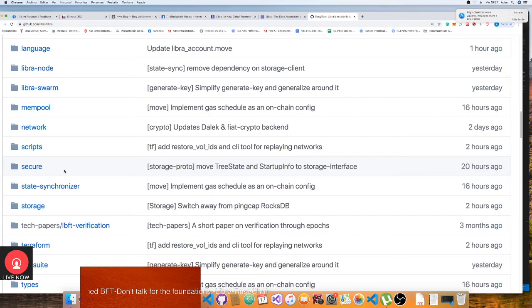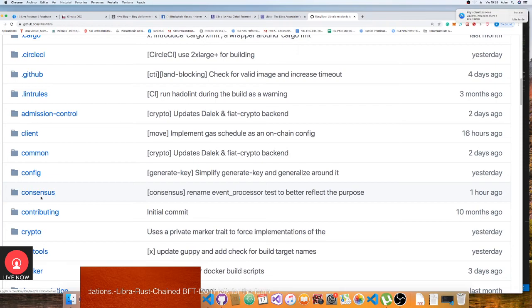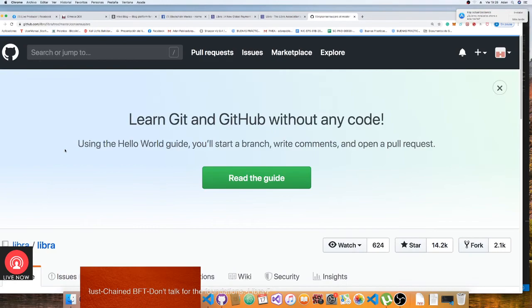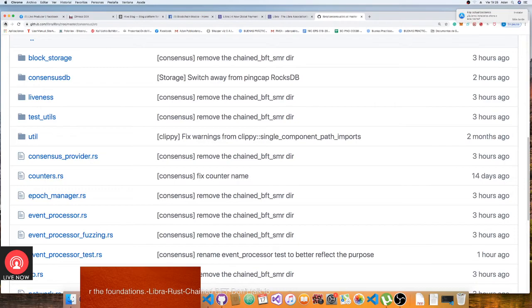But this webinar is about this chain BFT, which is a specific folder in the consensus folder. So let's move to see this consensus, and you have here the source code of this consensus. And here you can find different things about this implementation, and of course the overview of this.